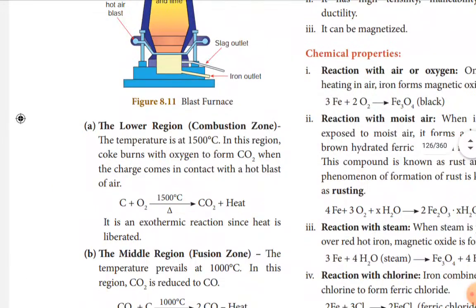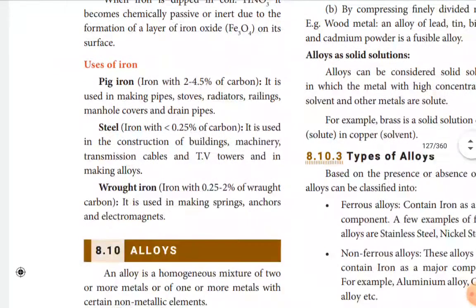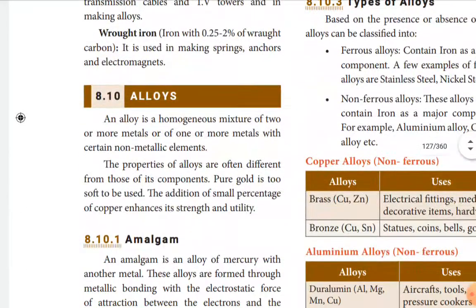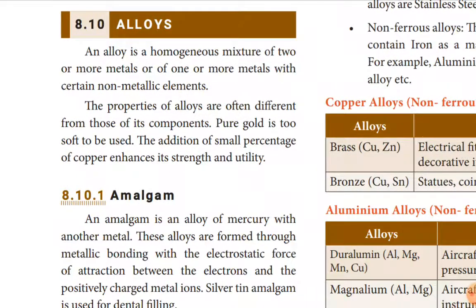The next one we are going to study now is alloys. The topic is alloys. You have already learned alloys in 9th standard also. Alloys are nothing but homogeneous mixtures. Homogeneous means the components are uniformly spread in the solution. We cannot see the components easily with our naked eye.